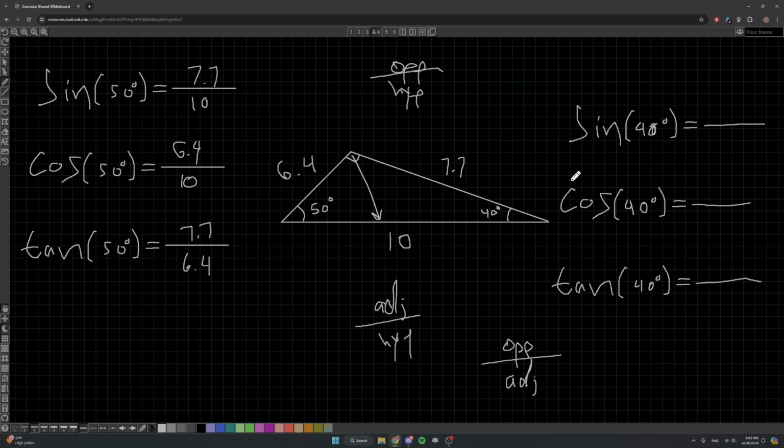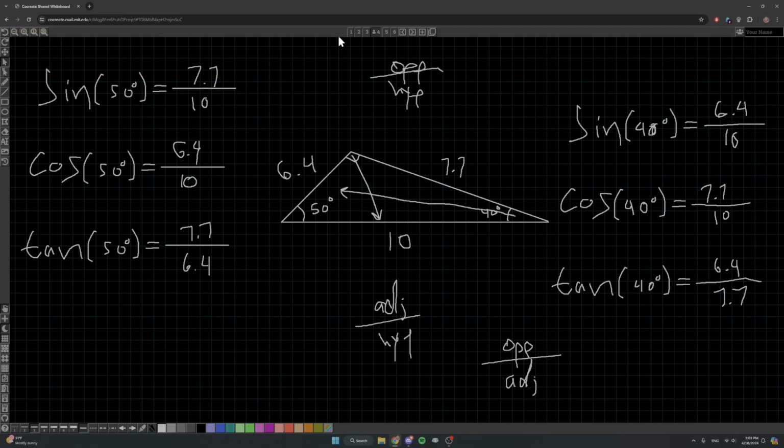So sine, the first thing I'm going to do is draw an arrow out from my angle. It points to the side labeled 6.4, so that's going to go on top. What goes on the bottom? The hypotenuse, 10. Now, for the cosine, we don't use the opposite, we use the adjacent side on the top, 7.7, and then on the bottom we have the hypotenuse. And then for the tangent, we have our arrow pointing to the 6.4, so that goes on the top, and then on the bottom we use the adjacent side, 7.7.